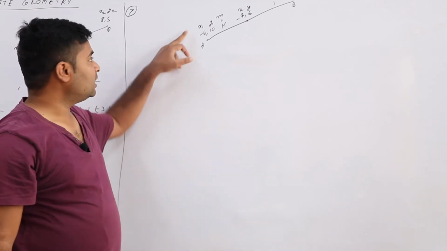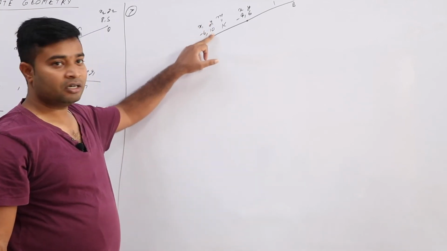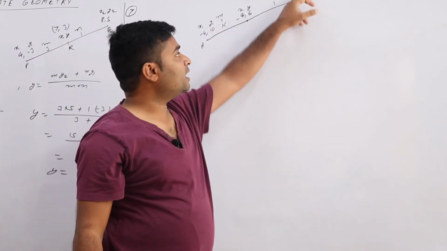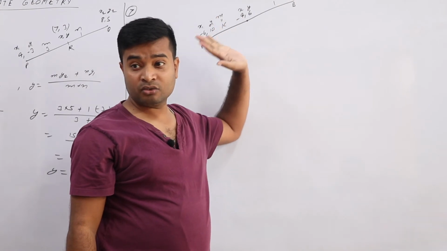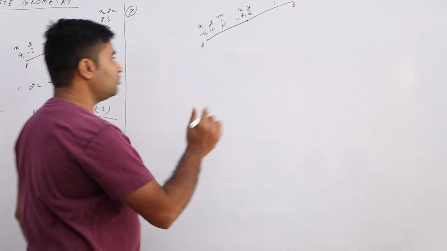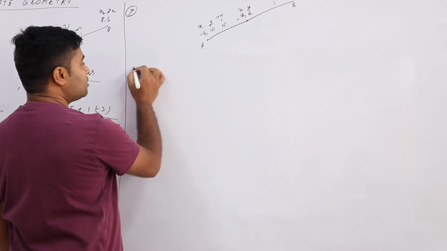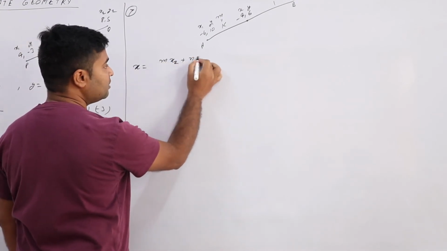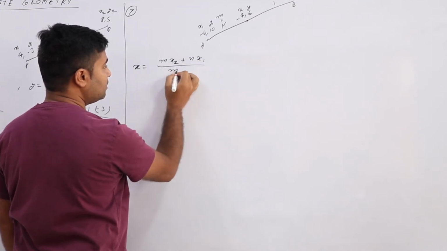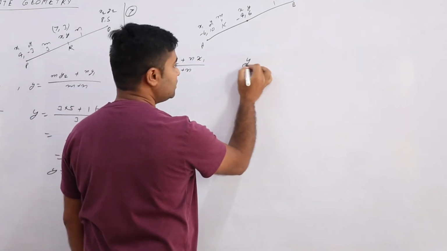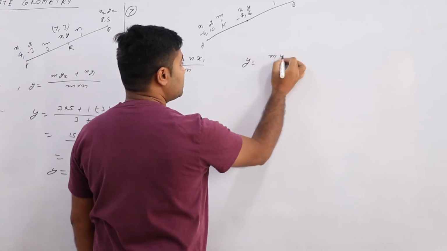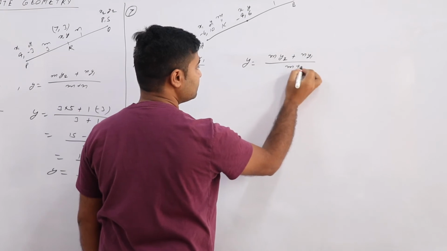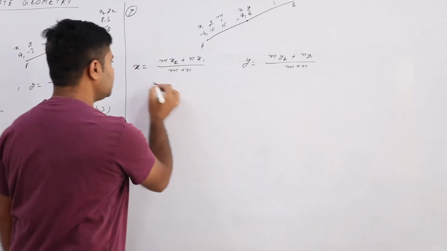I'm saying also x1 is equal to minus 6 and y1 is equal to 10, x is equal to minus 4, y is equal to 6, x2 is equal to 3, y2 is equal to minus 8. I told everything, now you should say it. Correct? Now say the formula. X is equal to (m x2 plus n x1) by (m plus n), and y is equal to (m y2 plus n y1) by (m plus n). Now say the values.